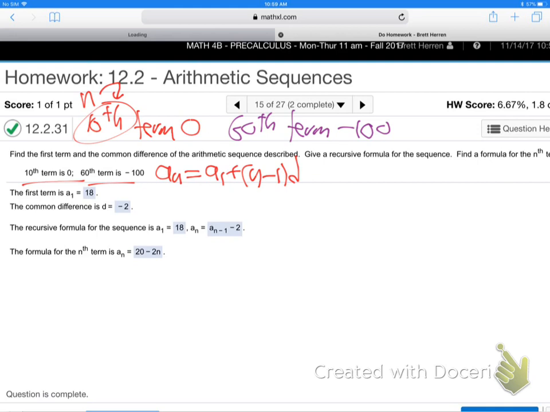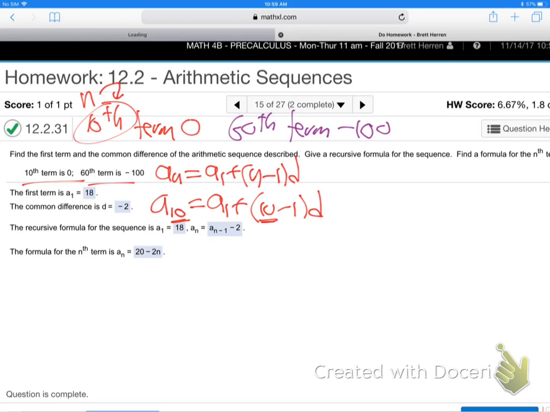So plug that in for n. So that means n there is 10. A sub 10 is A1 plus 10 minus 1 times d. Good so far? Just put in the 10 for n here and here.